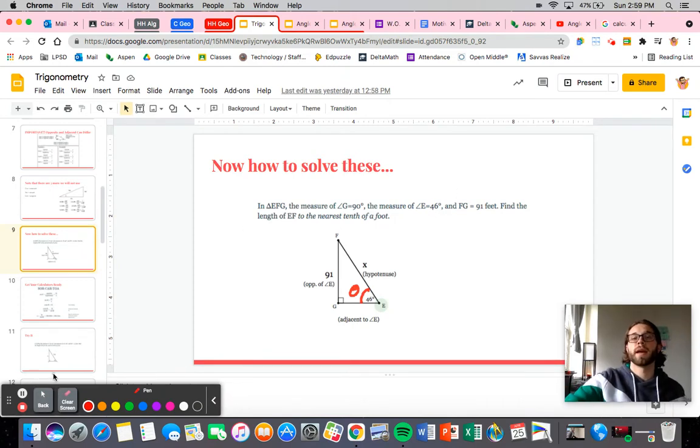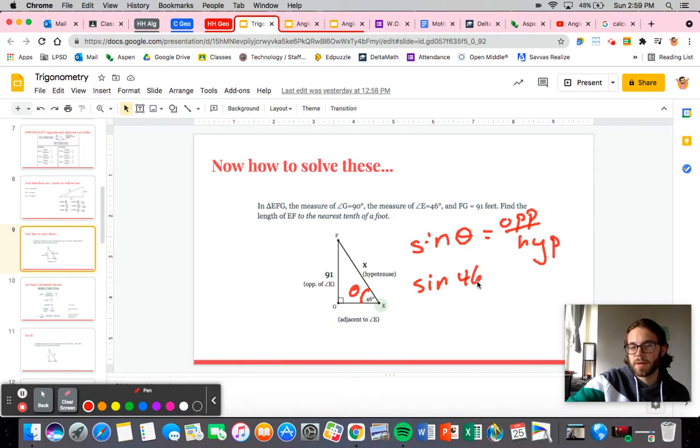So going through our head of SOHCAHTOA, which one has O and H? Well, the first one, sine. So I know that sine of theta is equal to opposite over hypotenuse. Well, let's ask ourselves, what's theta? Well, it's 46. So sine of 46 degrees is equal to, what's my opposite? 91. What's my hypotenuse? Well, it's x.